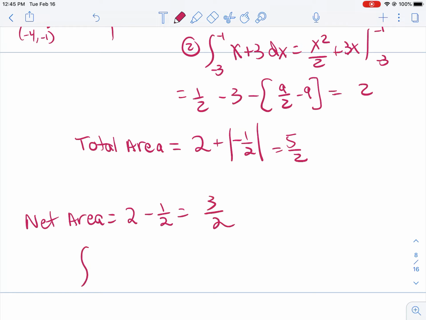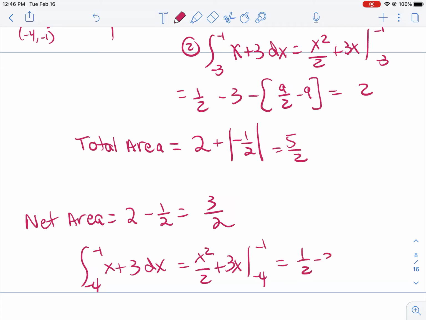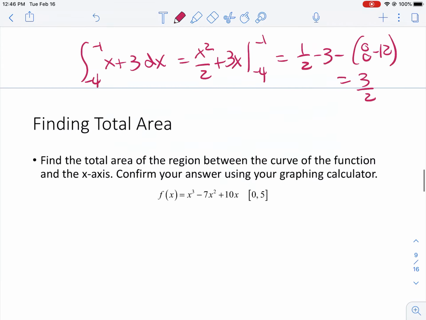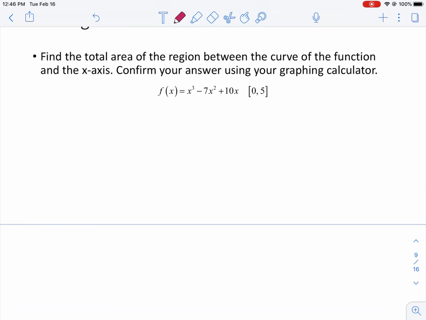And you can check that that should be the same result you would get if you integrate this function from -4 to -1. Again, the antiderivative is the same, but where I'm integrating it from is different. This comes out to be 1/2 minus 3 minus 8 minus 12, and when you simplify that, you get 3/2, so you can check that that is equivalent. All right, find the total area of the curve.